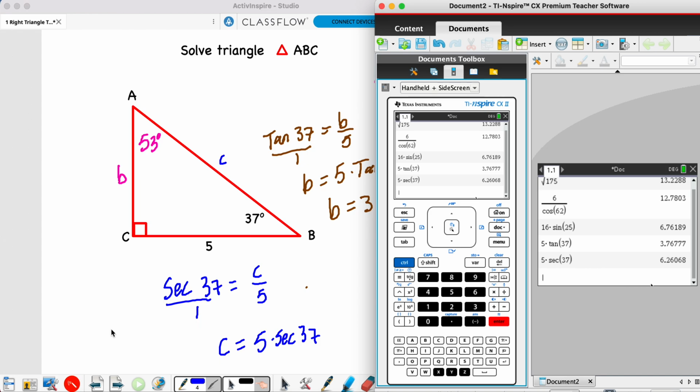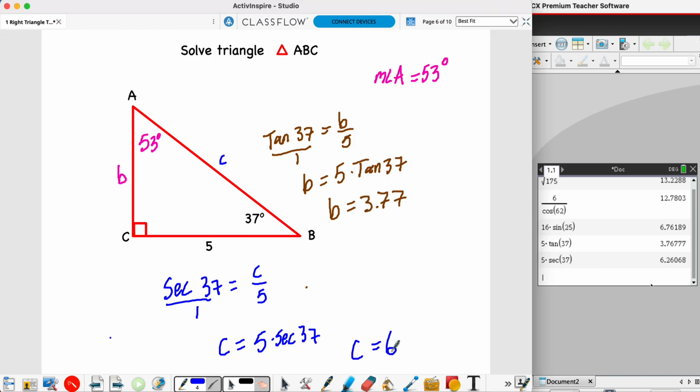We get 6.26. And there we just solved this triangle. We found all three sides.